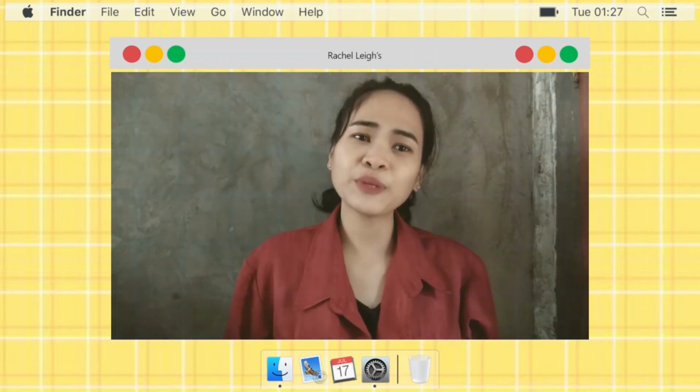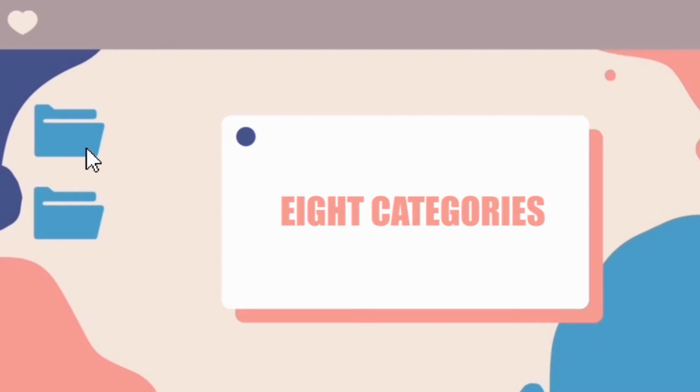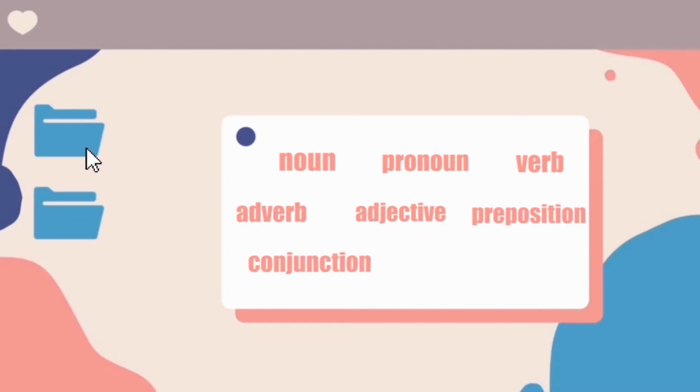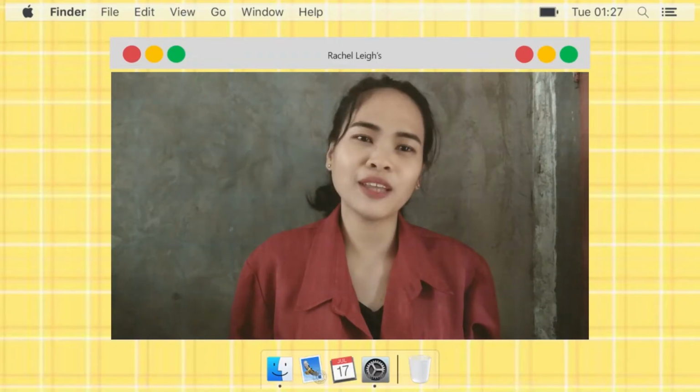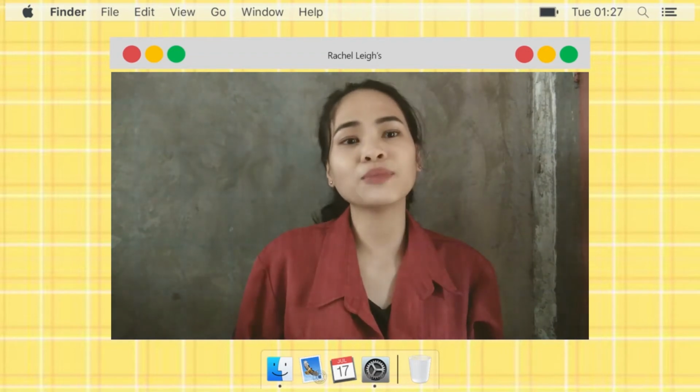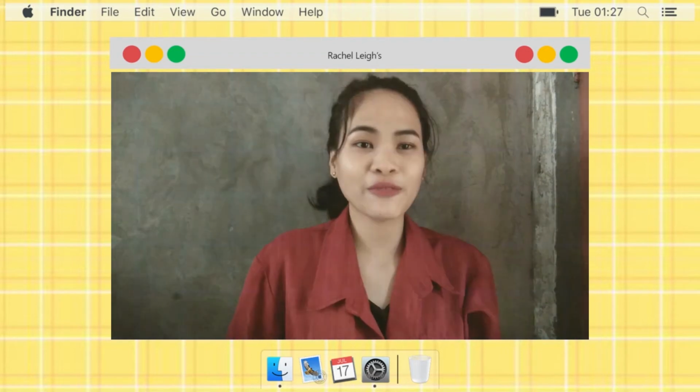Now, parts of speech consists of 8 categories, which are noun, pronoun, verb, adverb, adjective, preposition, conjunction, and interjection. Those 8 might sound confusing and similar to each other, but if you delve deeper into each of them, you will know its function.